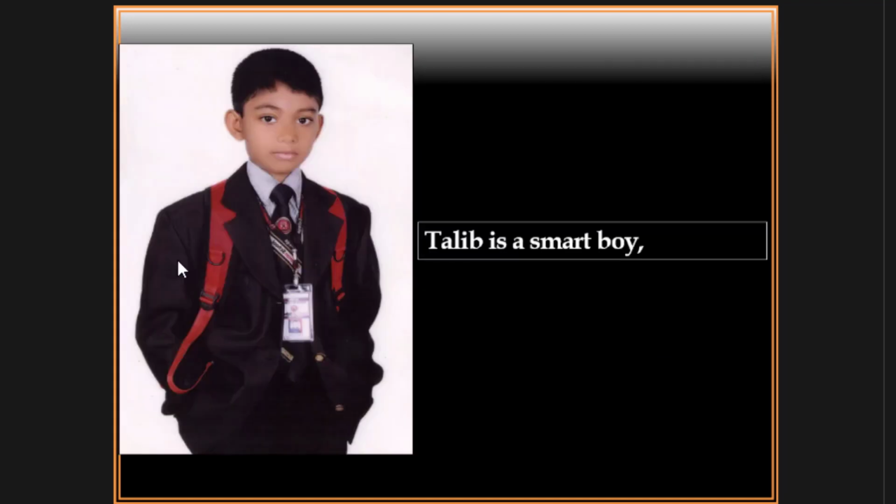Talib is a smart boy. Isn't he? Here is is an operator and this is a positive statement. That's why we have to use not after is. That means isn't. And the pronoun form of the subject is he instead of Talib.